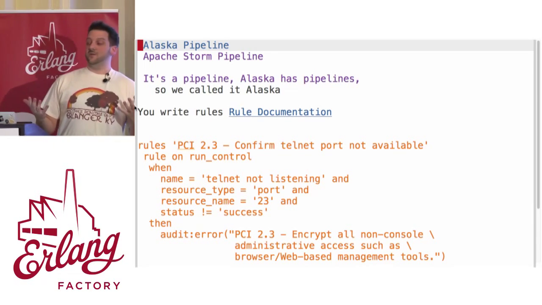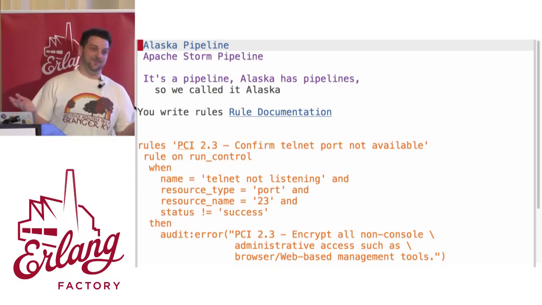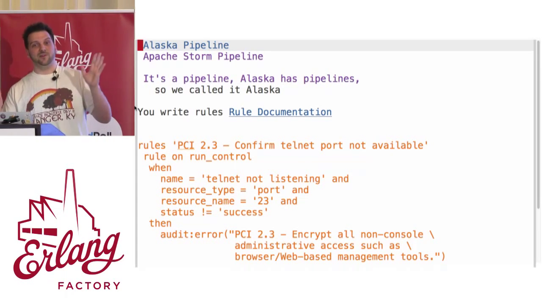So our pipeline for the analytics server, we called it the Alaska pipeline. It's a Storm pipeline, and Alaska has pipelines, and this is a pipeline, so we called it Alaska because we're very clever people.